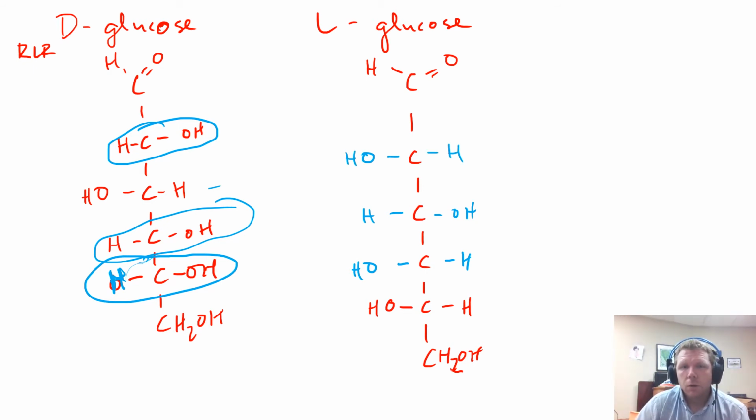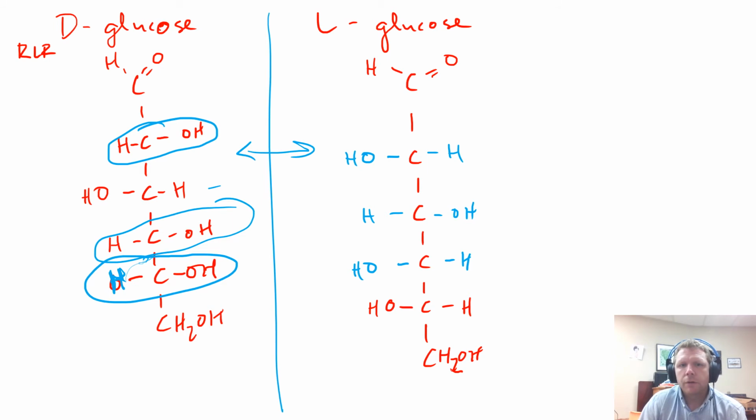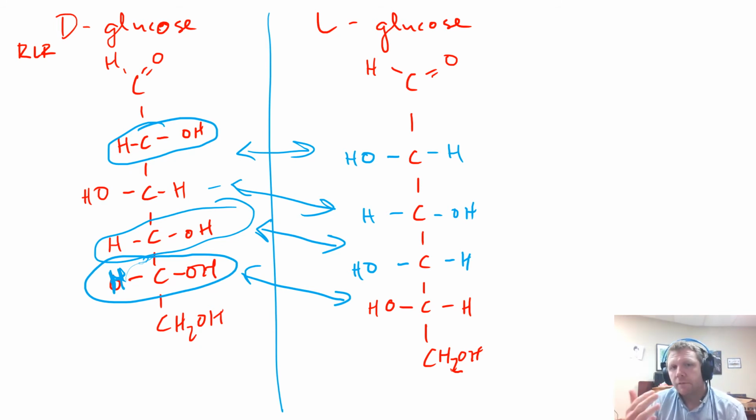Essentially, here's our plane, and these two carbons are mirroring, these two carbons mirroring, these two carbons mirroring. I didn't draw this particularly well, but if you flip carbon number 5, you have to flip everything else. Otherwise, you're not drawing glucose. I hope that makes sense. So this shows D-glucose versus L-glucose.